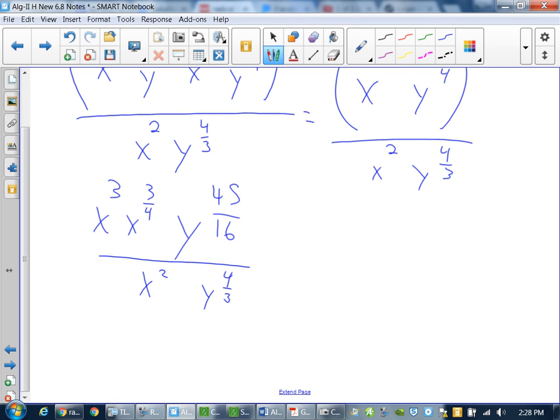16 goes into 45 how many times? 3 would be 48, so it's twice. So twice is 32, and then 13 left over, I believe. So it's y squared, y to the 13/16. Now, the reason I did that is because I know that I can simplify an x squared here. I can get rid of an x squared.